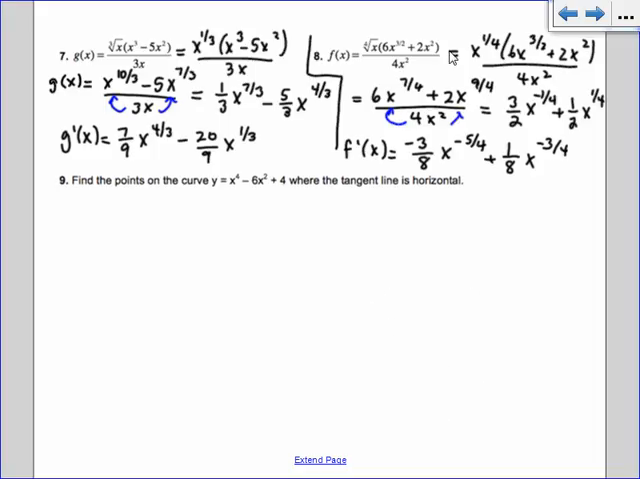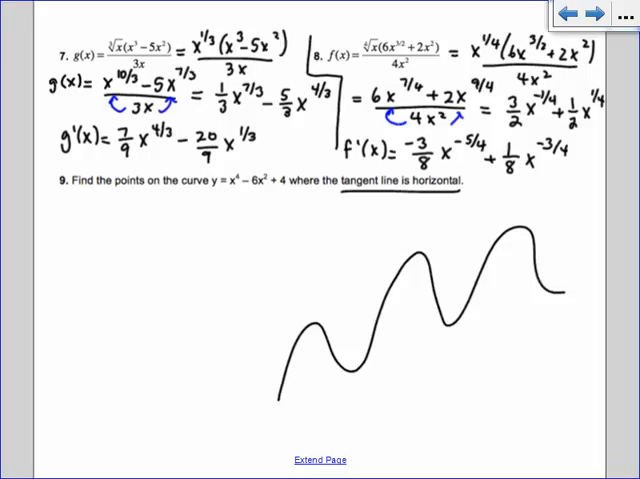All right, the next one says find the points on the curve y equals x to the 4th minus 6x squared plus 4 where the tangent line is horizontal. Whenever you see that, it's usually asking for where the maximums and minimums are. If your slope is horizontal, your slope is equal to 0, at the tops and bottoms. There might be things like y equals x cubed where it flattens out for a second and then goes back, but for the most part you're asking where you have maximums and minimums.